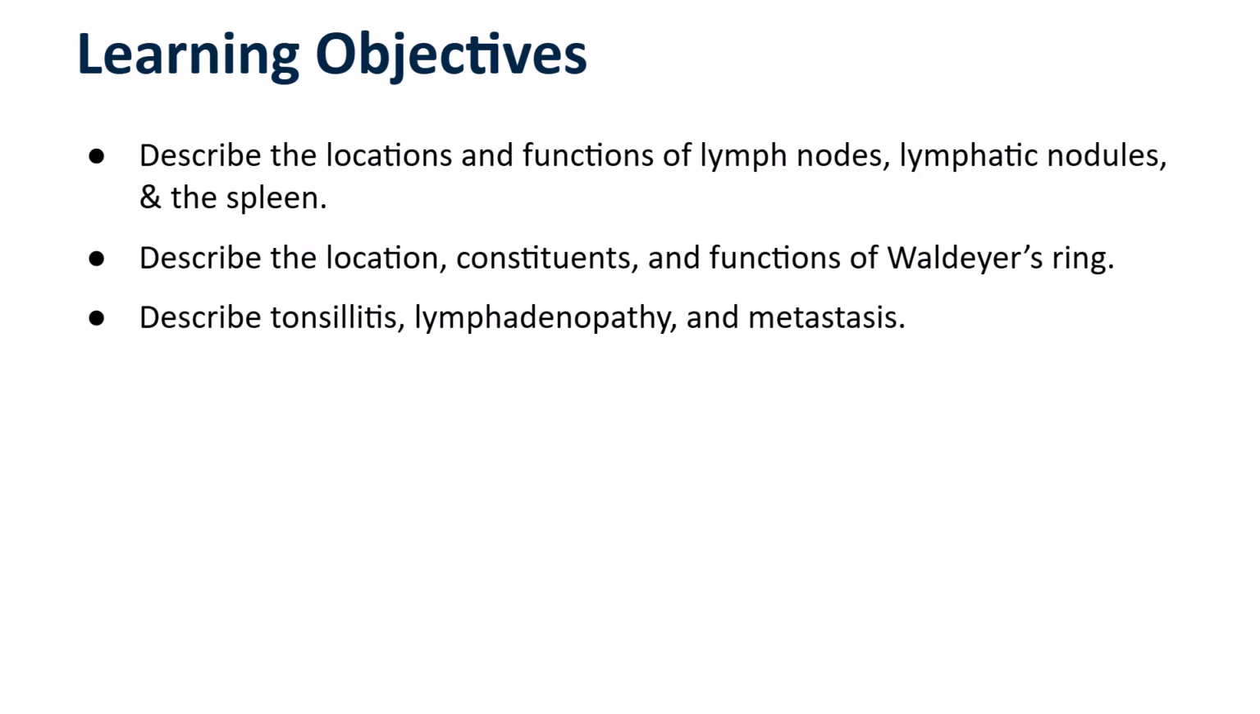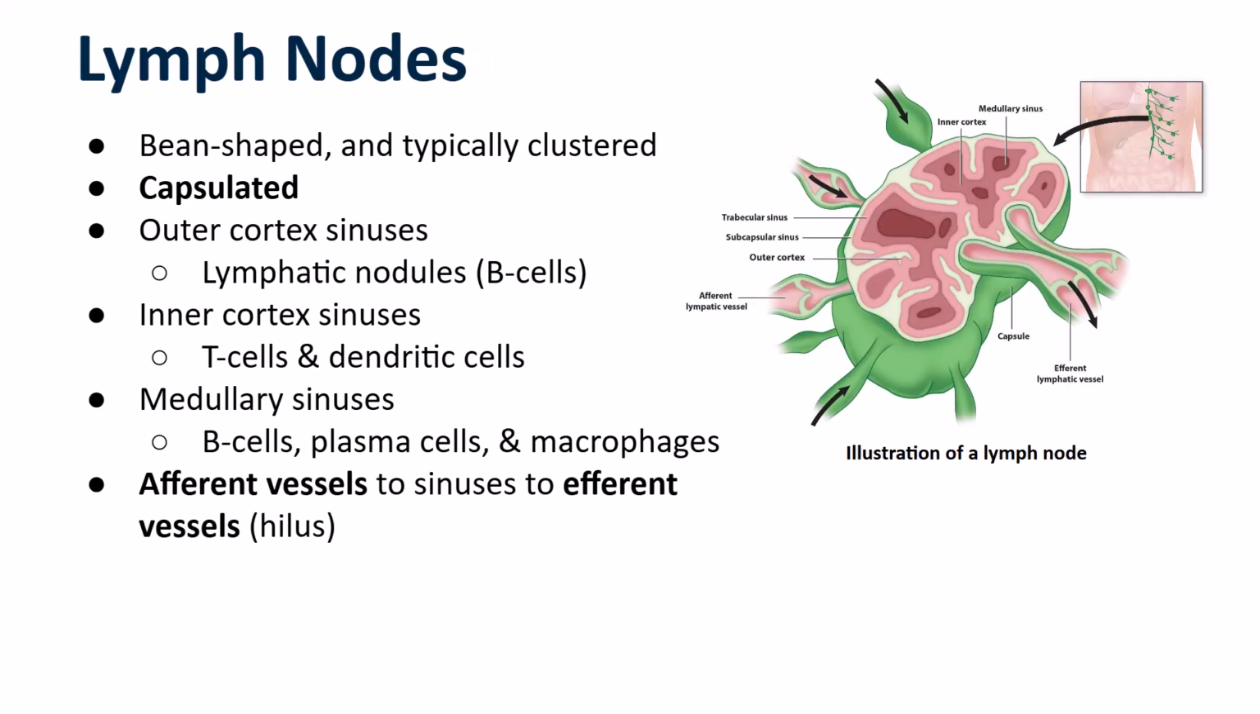In this video, we'll describe the locations and functions of lymph nodes, lymphatic nodules, and the spleen. We'll also describe the location, constituents, and functions of Waldeyer's ring. We'll describe tonsillitis, lymphadenopathy, as well as metastasis. So let's begin with the lymph nodes.